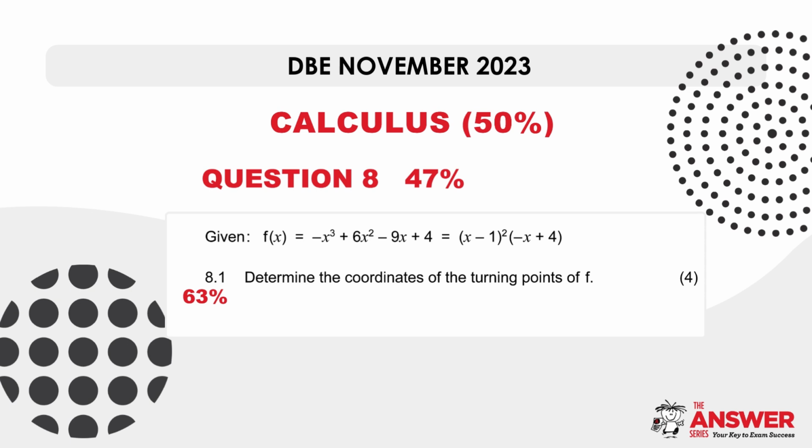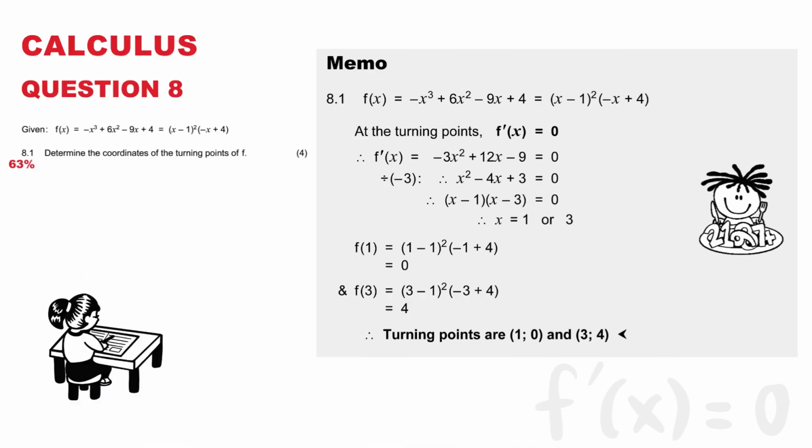In question 8.1, learners had to determine the coordinates of the turning points of this function, and this question had an average achievement of 63%. And here is its memo. First, solving for the derivative equal to 0 to find the x values, and then substituting these to find their corresponding y values.